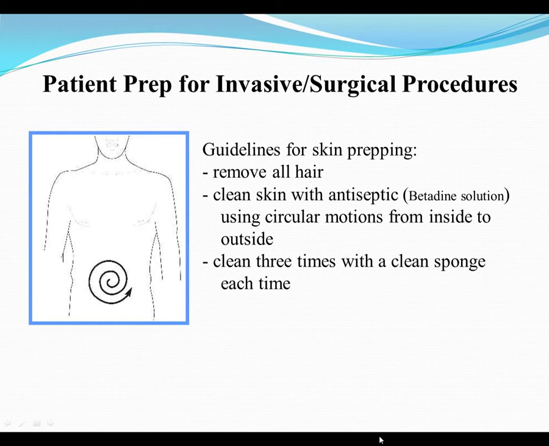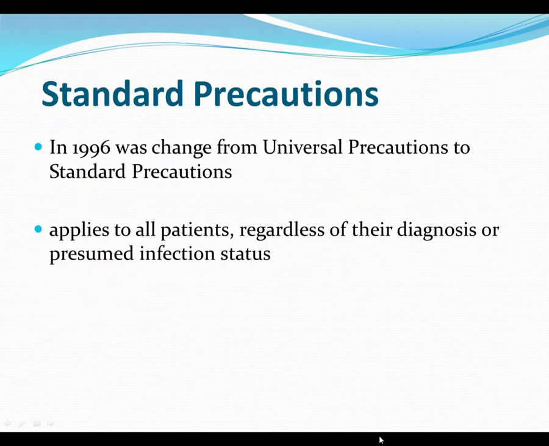But just to go over the steps involved, you would remove all the hair with a razor. You would clean with antiseptics, sometimes a betadine solution, maybe a facility uses something else. You would do that in a circular motion from the inside to the out, and you would do this 3 times with a clean sponge each time. So that's how to prep a patient for some kind of invasive procedure.